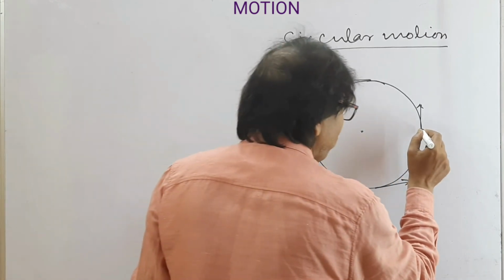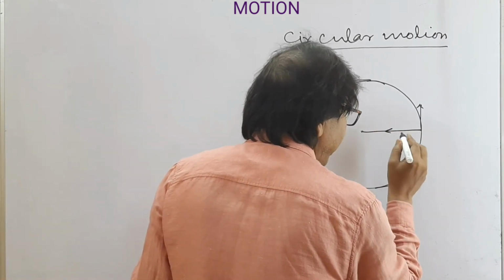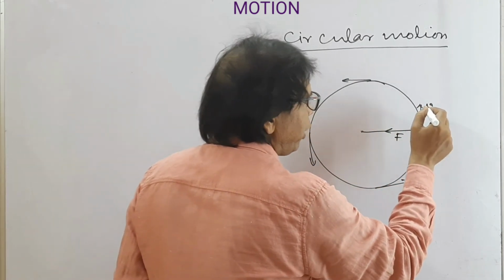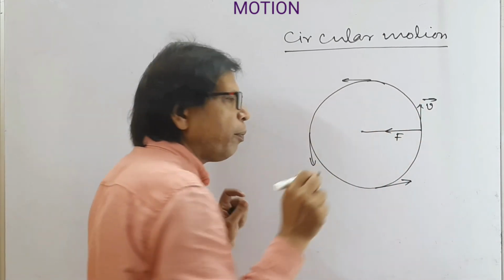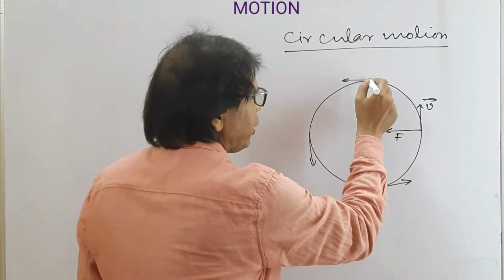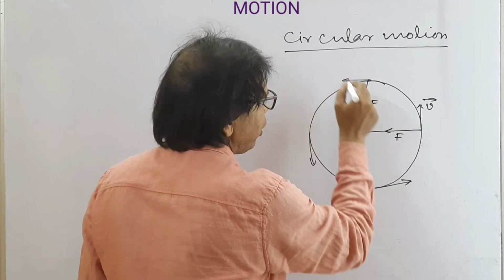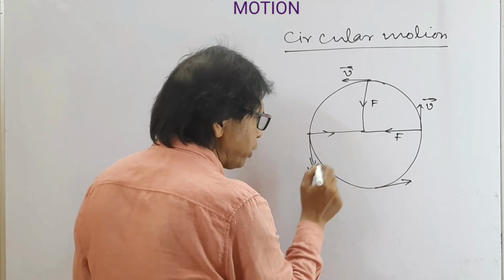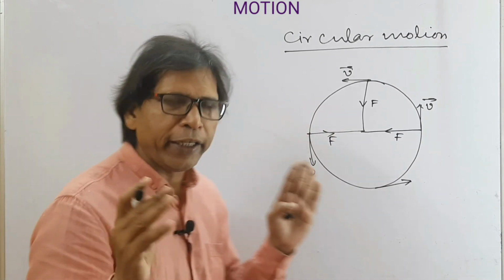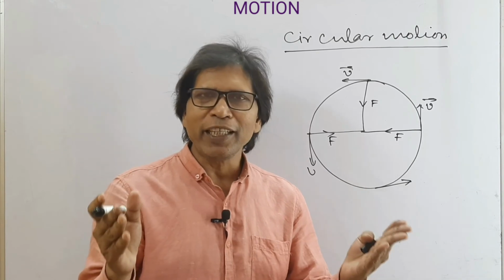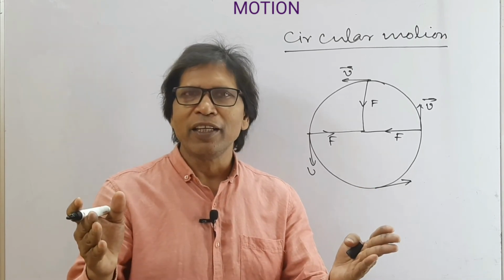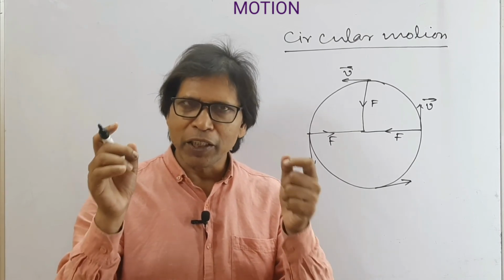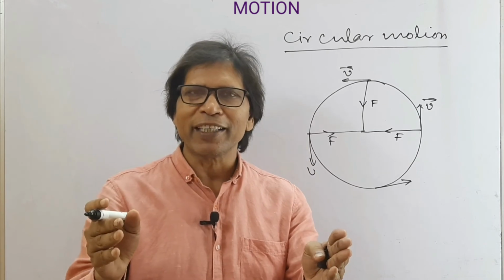In uniform circular motion, look at this, a force is always acting normal to the direction of velocity of the particle. At this point also force is acting normal to the direction of motion. Here also force is acting towards the center, normal to the direction of motion. This force is called centripetal force. For every circular motion, centripetal force is required for the motion of the particle.